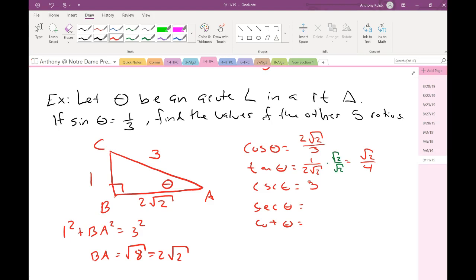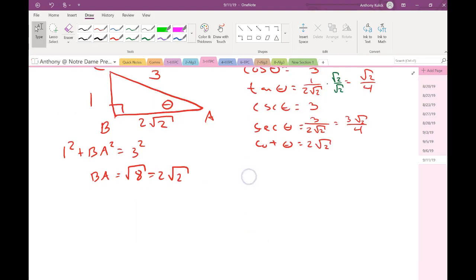What about secant? Yeah, 3 over 2 square root 2, which is 3 square root 2 over 4. And then my value for cotangent, 2 square root 2 over 1, or just 2 square root 2 is fine. Is everybody happy with this? Okay. Again, not terribly difficult, right?